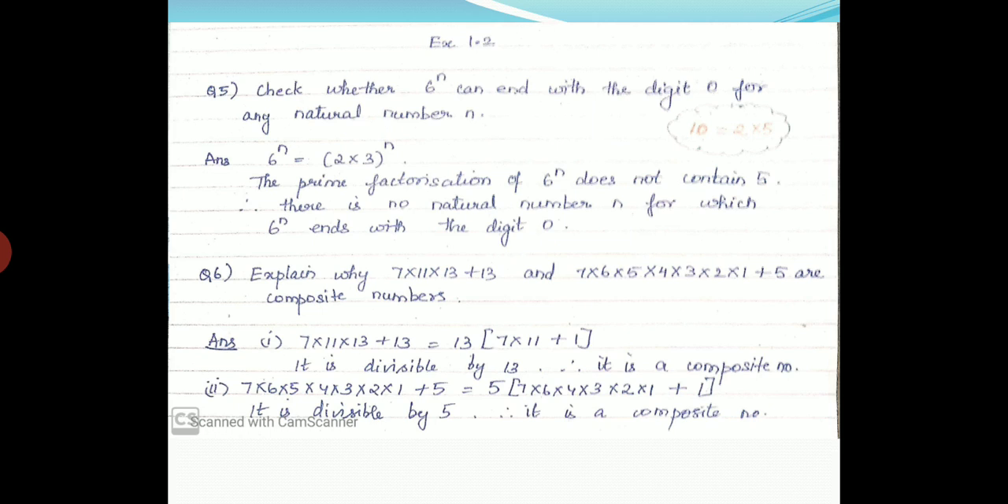Okay, the next subdivision, 7 into 6 into 5 into 4 into 3 into 2 into 1 is one term. Then plus 5 is another term. Now in both the terms we have 5 common. So take 5 out and then you write the remaining. And you can say that this is divisible by 5, therefore it is a composite number. If you want, you can simplify further also and say it is a composite number.